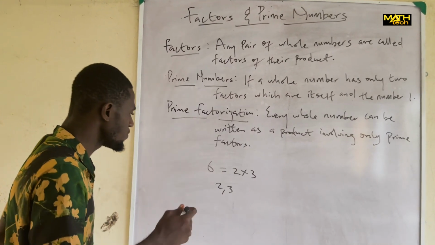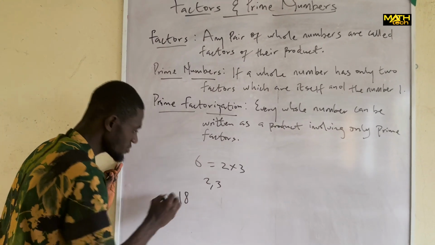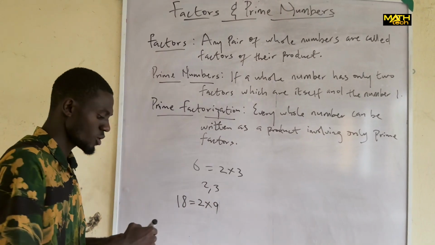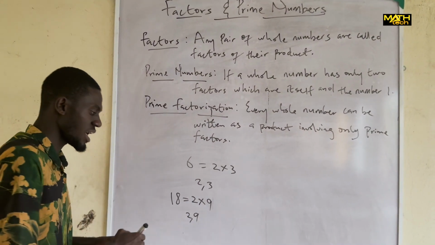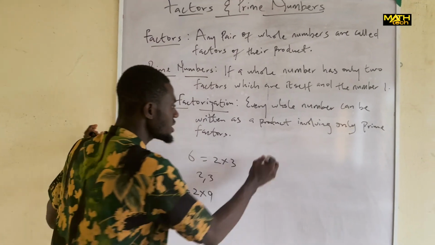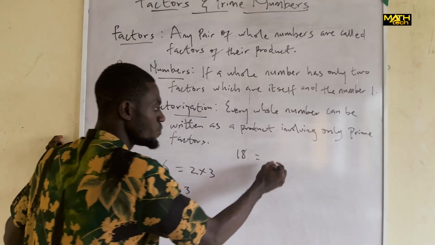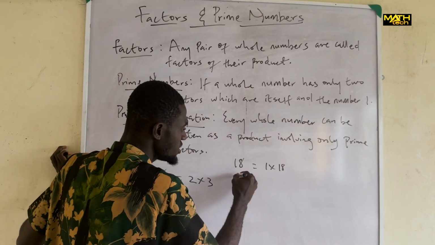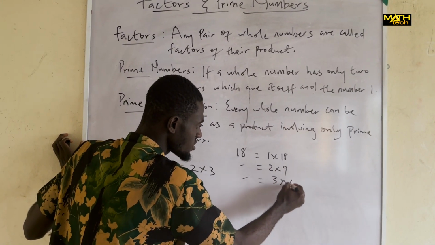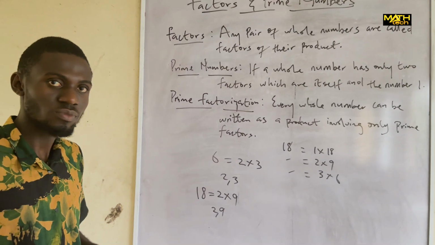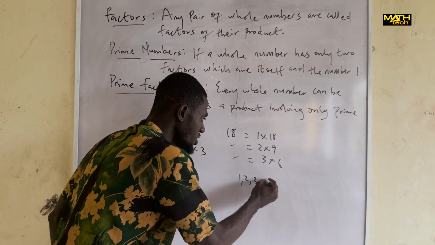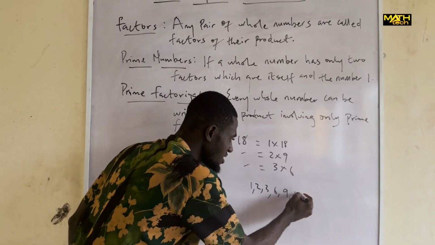Also, let's take another example. Let's say 18. 18 is equal to what? 2 times 9. But 2 and 9 are not the only factors of 18. We still have other factors of 18. 18 is equal to 1 times 18. 18 is equal to 2 times 9. 18 is equal to 3 times 6. So, factors of 18 are 1, 2, 3, 6, 9, and 18.